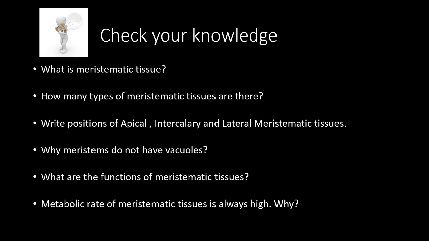Now, to check your knowledge, these are the exercise questions you can write in your notebooks. What is the meristematic tissue? The meristematic tissue is the tissue which is ever dividing and responsible to make different types of organs of the plant body, such as bud, leaves, new branches. How many types of meristematic tissues are there? So three types of meristematic tissues are there. We have seen apical meristematic tissue, intercalary meristematic tissue and lateral meristematic tissue.